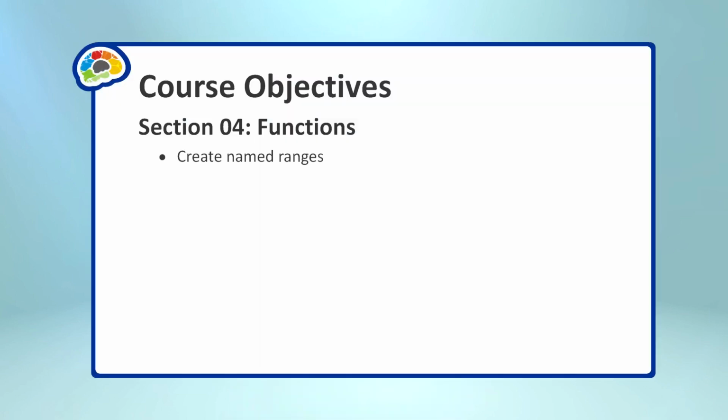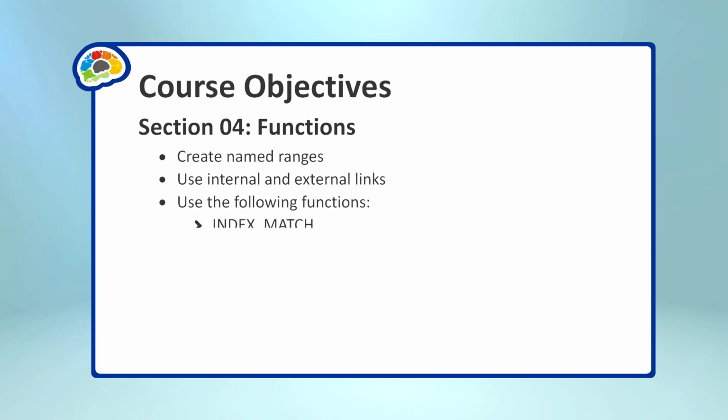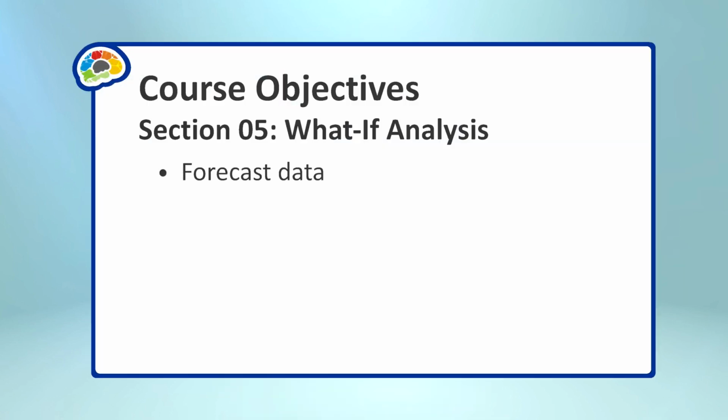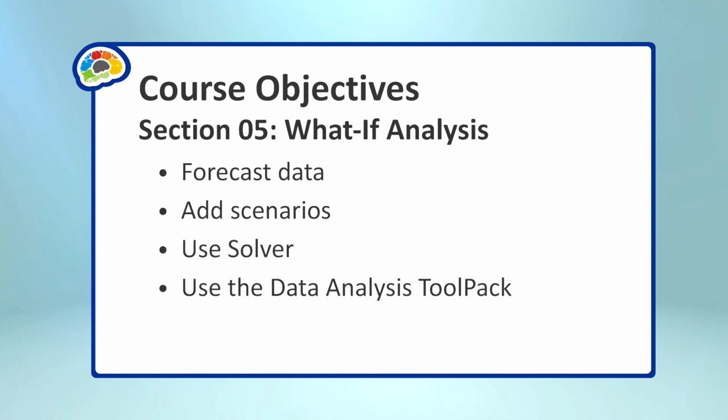We'll start with named ranges and internal and external links. Then we'll use index, match, date functions, and information functions. We'll also use LAMBDA and LET and financial functions, as well as looking at the evaluate formulas and the watch features. Then we'll look at what-if analysis, including forecasting, scenarios, solver, and the data analysis tool pack.